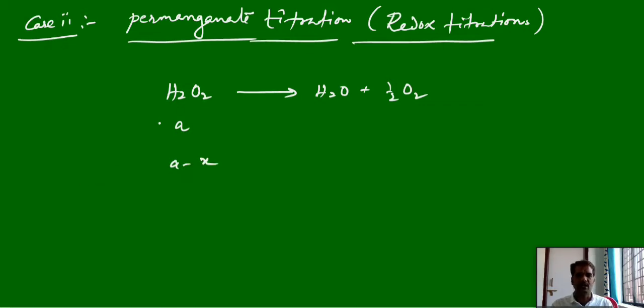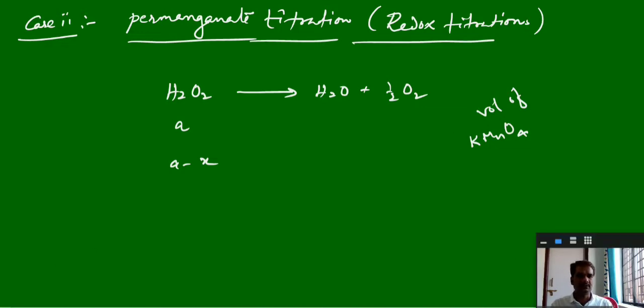Again, what is our aim? We have to identify what is A and what is A minus x. So in this reaction we will take KMnO4 externally. We are adding KMnO4 externally, meaning in terms of volume of KMnO4, this is the known value. We will add some known amount of KMnO4 in terms of volumes.